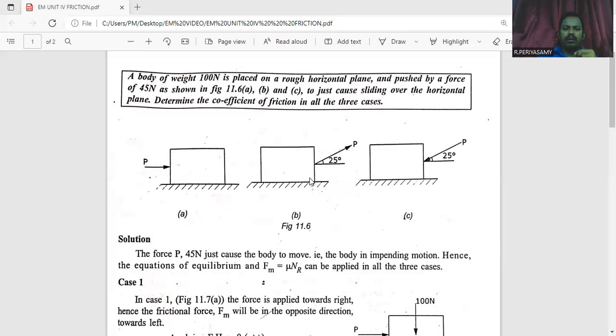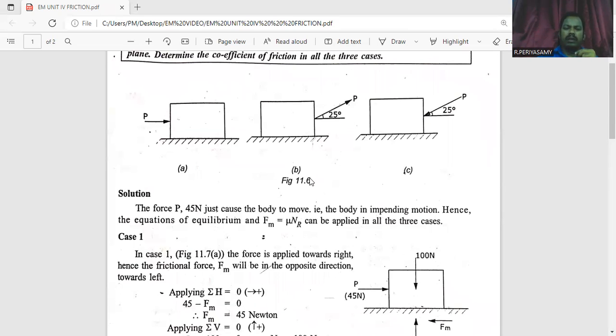Okay. First of all, we have to solve the problem. The force P is 45 Newton. Next, we know the frictional force: frictional force Fm is equal to mu into Nr. Mu means coefficient of friction, and Nr means normal reaction.